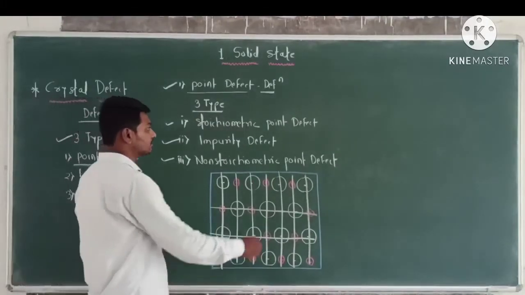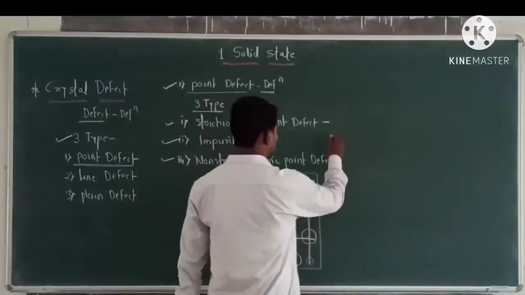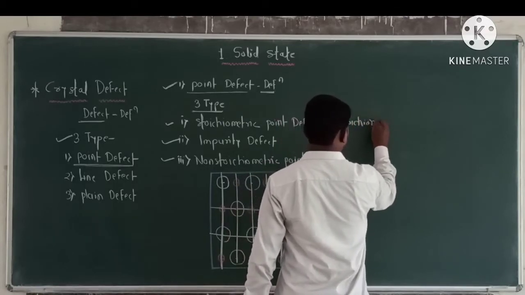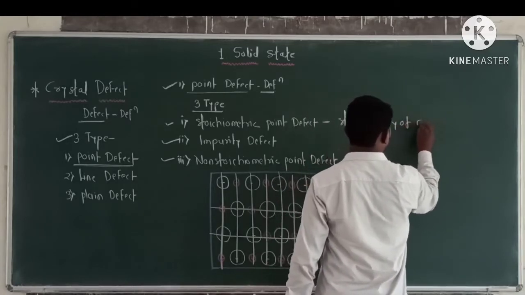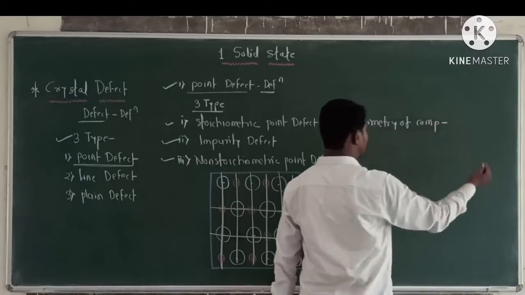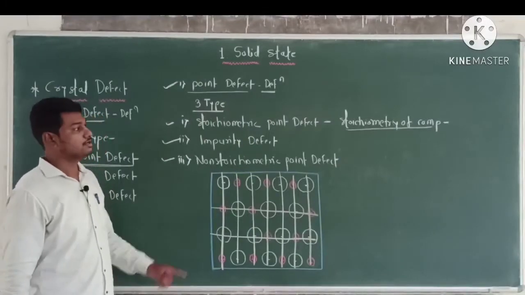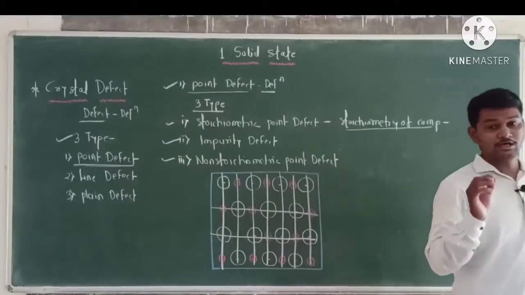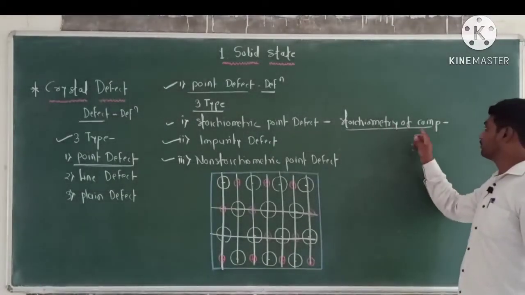Now let's see first the stoichiometric point defect. First of all, what is meant by stoichiometry of a compound? The chemical formula of the compound shows the fixed ratio of the number of atoms, or the fixed ratio of the number of cations and anions. Such a fixed ratio is called the stoichiometry of the compound.